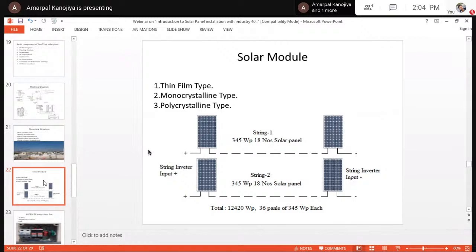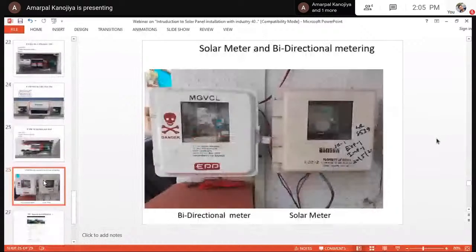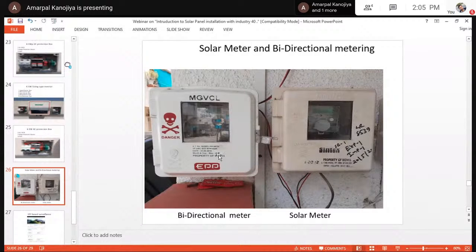After this generation, this is the solar meter. This solar meter notes down how much energy is generated by a solar power plant. Now this energy is going to the household, and it is connected to your electrical board meter. This is the bidirectional meter, or net metering.